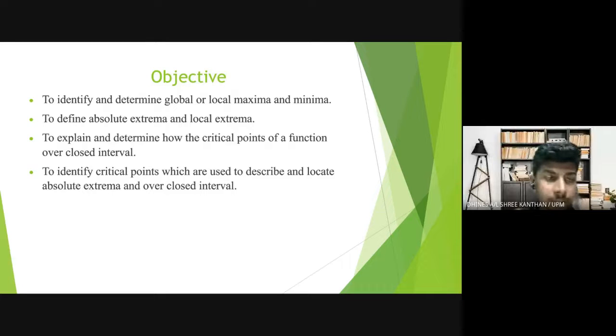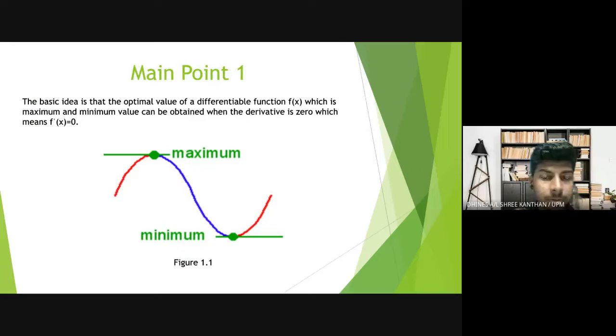There are some objectives to find these local maxima and minima. First is to identify and determine global or local maxima and minima. Second, to define absolute extrema and local maxima, and to explain and determine the critical points of a function over a closed interval. And lastly, to identify the critical points which are used to describe and locate absolute extrema over the closed interval. So next, I'll pass to Zinvi.